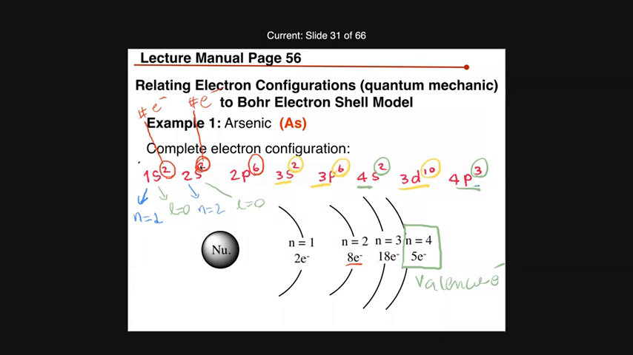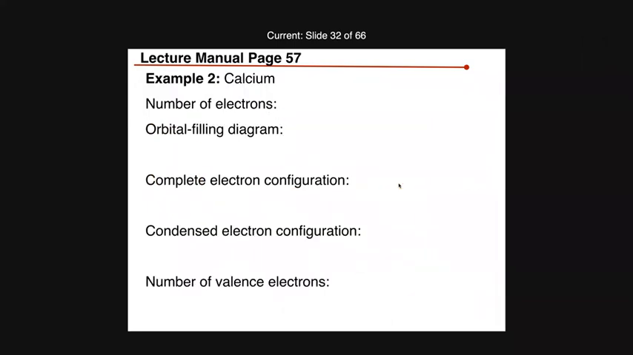My expectation is that you need to be able to relate the quantum mechanics model to Bohr's model. I might ask you about a certain element, ask for the complete electron configuration, or ask how many electrons are in n equal to 3. You will need to be able to count that. What I would like you to do next is practice with calcium. Calcium is Ca as the chemical symbol, and there are 20 electrons for calcium. I would like you to use the periodic table.